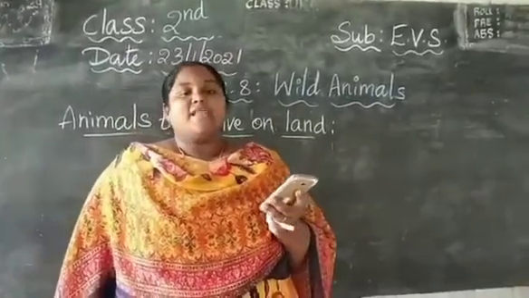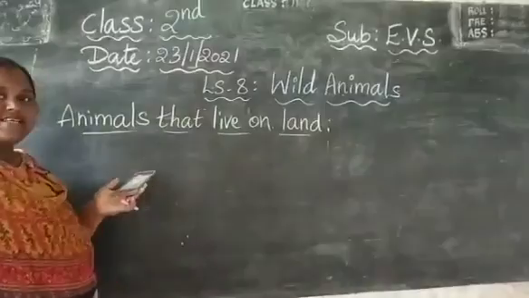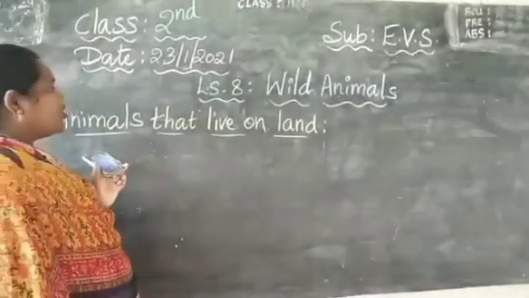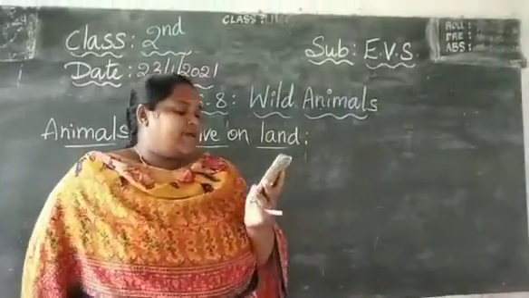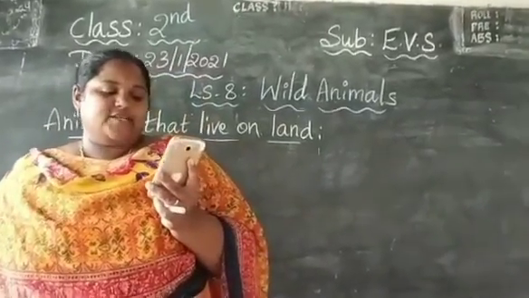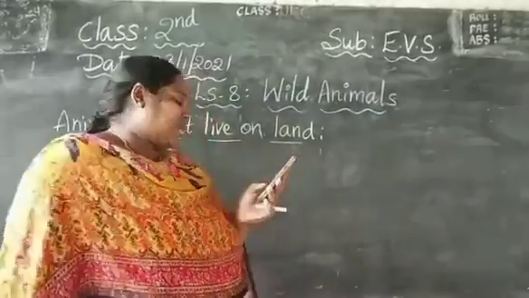Next topic is animals that live on land. A few animals live on land, so we are going to see that topic today. Lion, elephant, tiger, giraffe, etc. are the animals that come under this category.